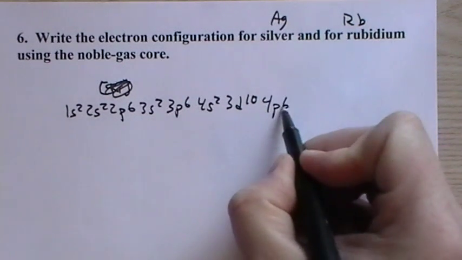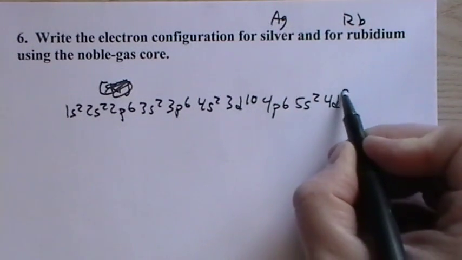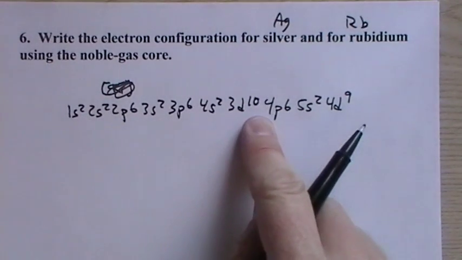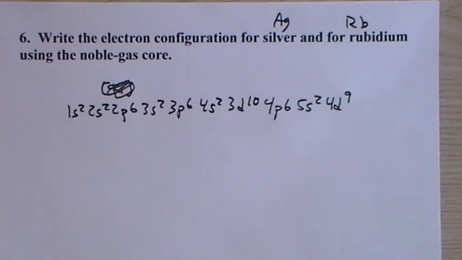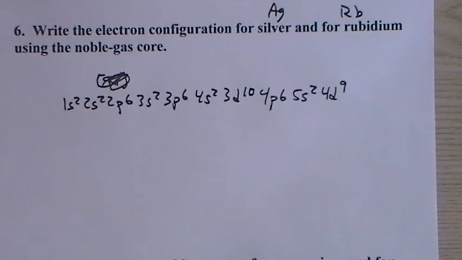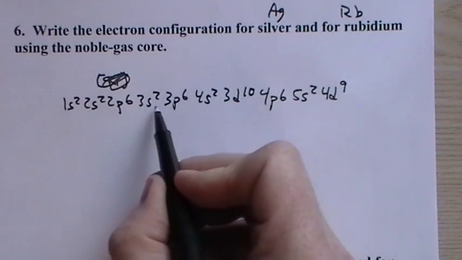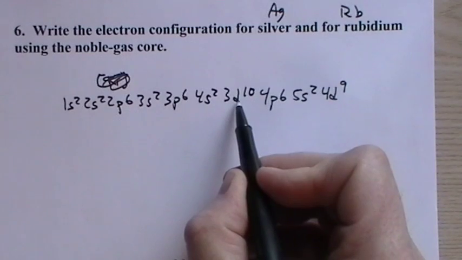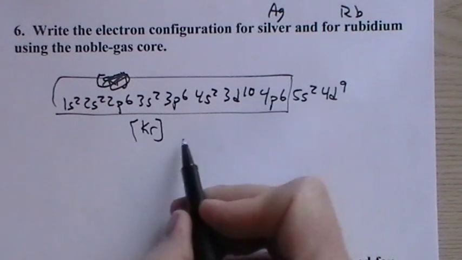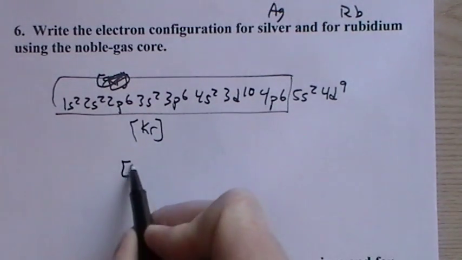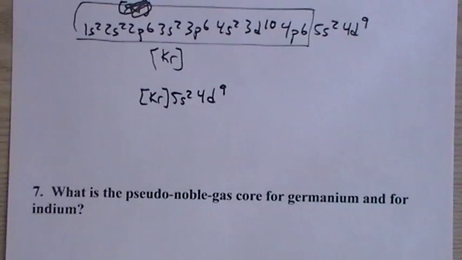Definitely. So 4p6, and then we have 5s2, 4d9. I think that's it. 10, 20, 30, 40, 47. Yep, everything's there. And then krypton is 36. It goes 1s2, 2s2, 2p6, 3s2, 3p6, 4s2, 3d10, and then 4p6. If we just took this electron configuration, that's krypton. So instead of writing everything out for silver, we could just write it in that form. So that's the shortcut.